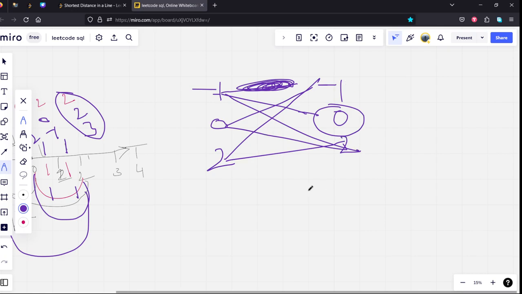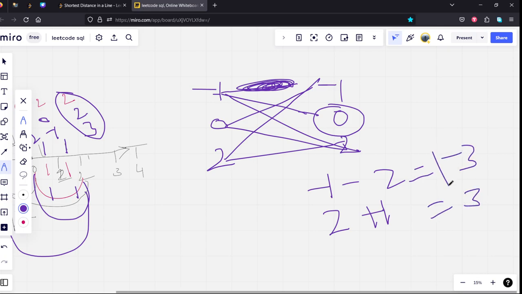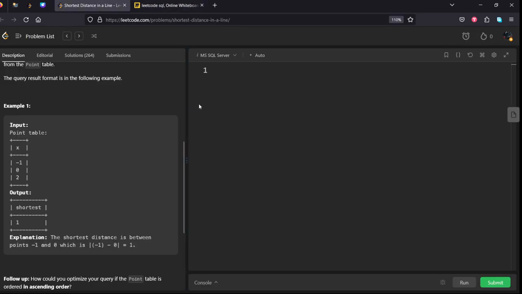For example, -1 and -2, or 2 and -1 and +1, both have the same distance. They may have different magnitudes, but distance is always positive. So we need to do a cross join. We need to take the absolute values, meaning only positive values, because distance is always positive. And what are they asking? The minimum. Let's solve the question.